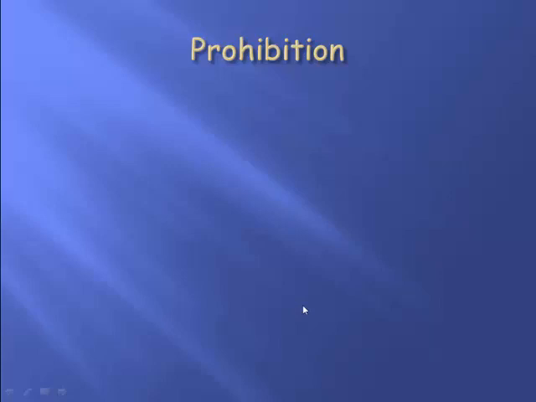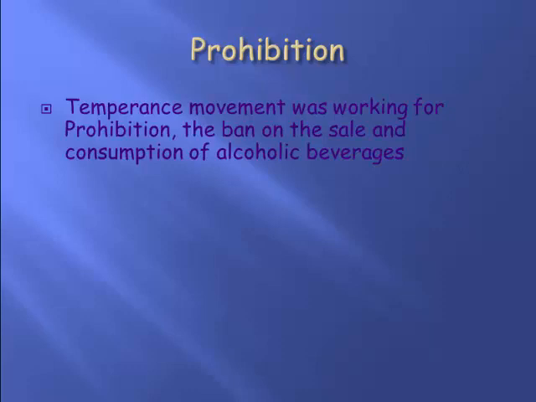So the last thing was kind of an experiment that our government did, and that is called Prohibition. Prohibition was when our government decided that having alcohol was going to be illegal. You just can't have it. You can't manufacture it. You can't sell it. Can't drink it. Well, why did this come about?